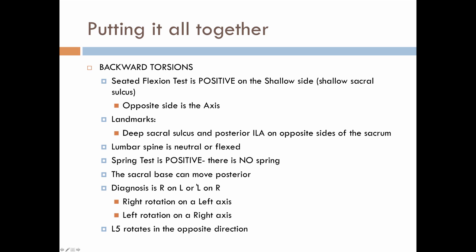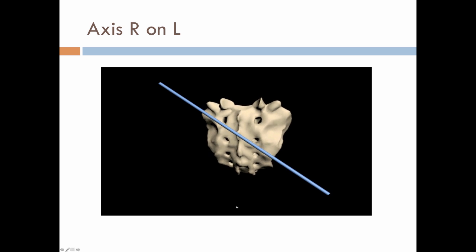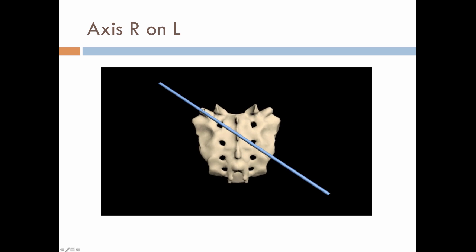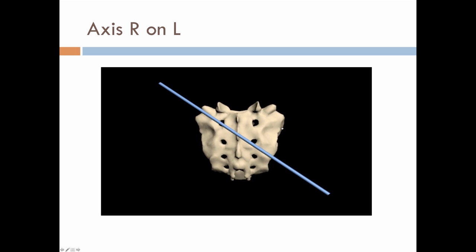Again, this is the direction that the sacral base faces, and the second letter is the axis on which the rotation is occurring. So right rotation on left axis, left rotation on a right axis. So this would be a right on left, left oblique axis, and the sacrum is turning to face the right.